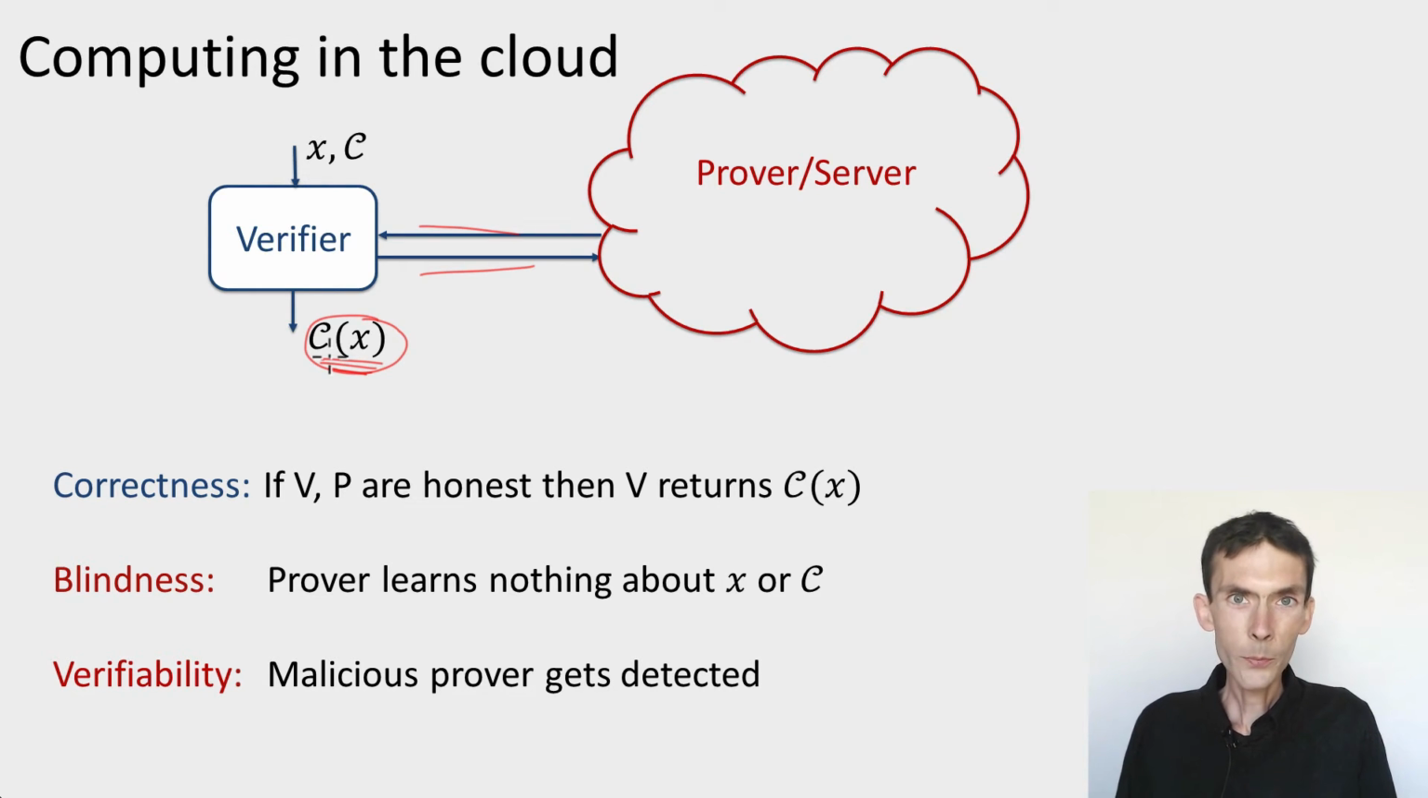This is just a single bit output of the circuit. Okay, that's correctness. Then we want some cryptographic properties. So what kind of properties do you think we might want?